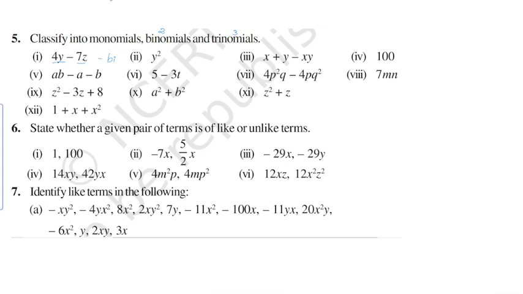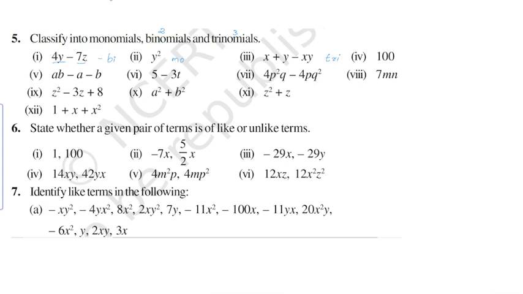Now consider the next question. Y square. How many terms are there? So only one term is there. So this is a monomial. Now consider this one. How many terms are there? 1, 2, 3. So x plus y minus xy. So x is the first term, y is the second term and minus xy is the third term. So this is a trinomial because it is having 3 terms.